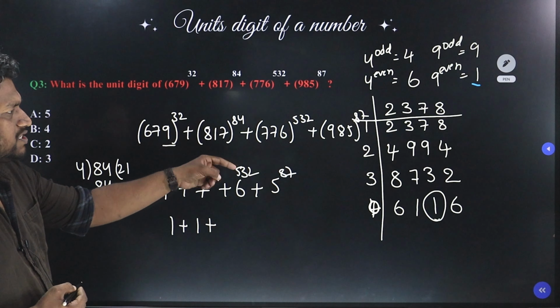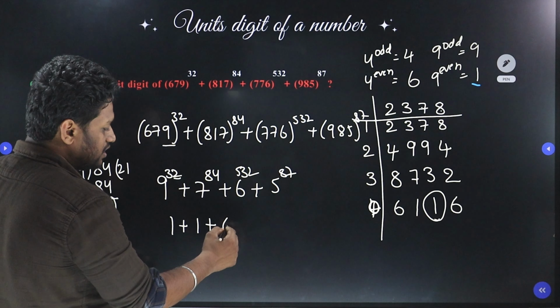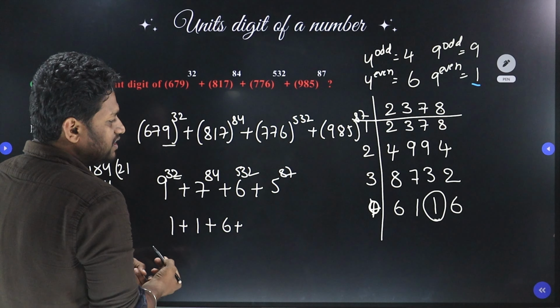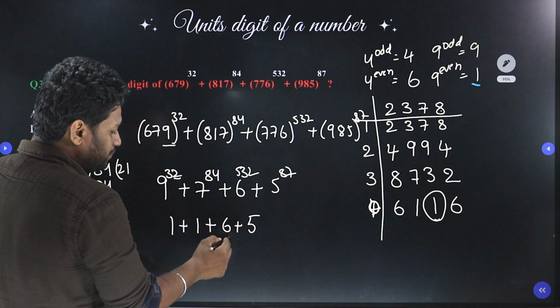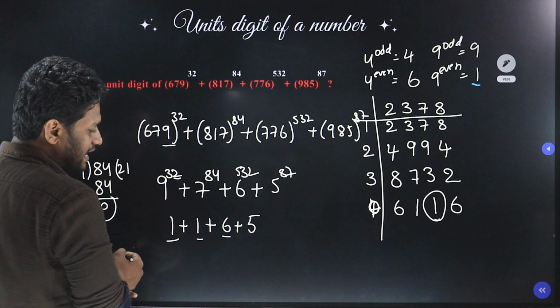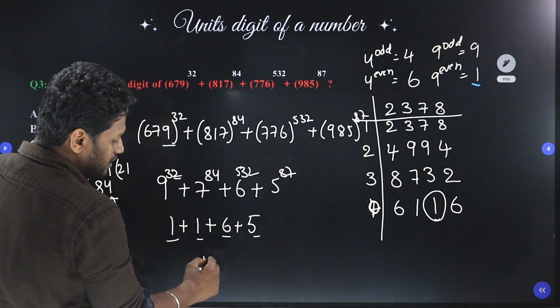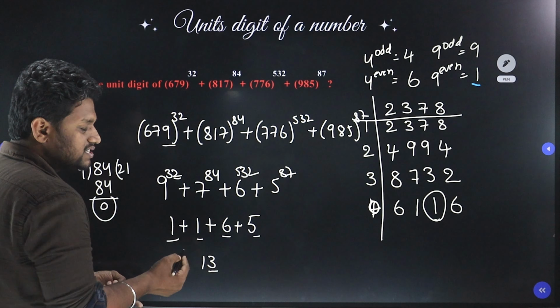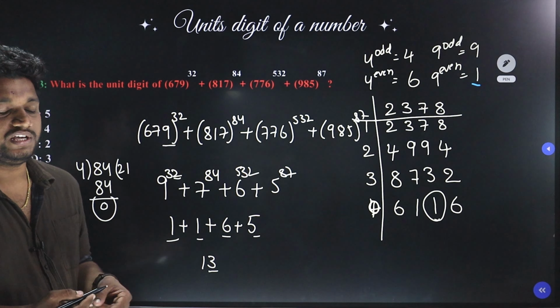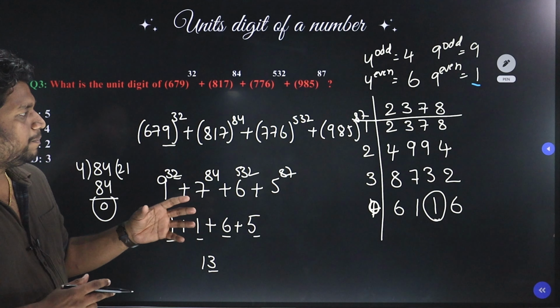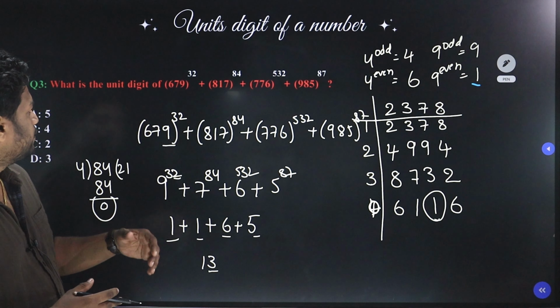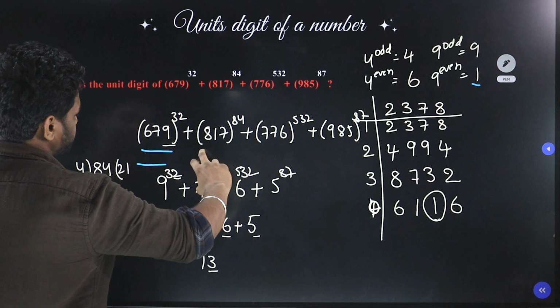Now here 6 power anything is what? 6 only. In the same way 5 power anything is what? 5 only. Now 6 plus 7 plus 1 is 8, plus 5 is 13. So in 13 what is my units place? My units place is going to be 3. So I hope all of you understood the question. So we'll move into the next question.